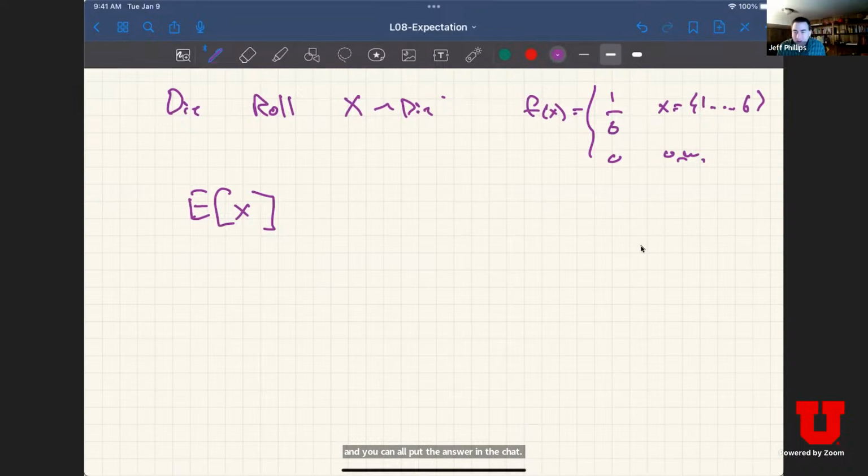Yeah, so it looks like most people got their answer. A few people got 6, which is probably an easy mistake to make, but most people got 3.5, which is great. Let me write this up quickly. I can just consider i equals 1 up to 6, of i times the probability, 1/6 for each of these. This value is the probability X equals i. Now I can factor out the 1/6.